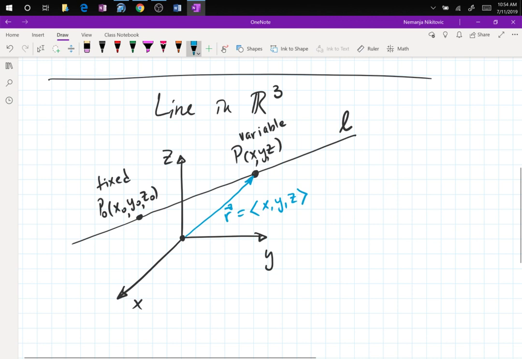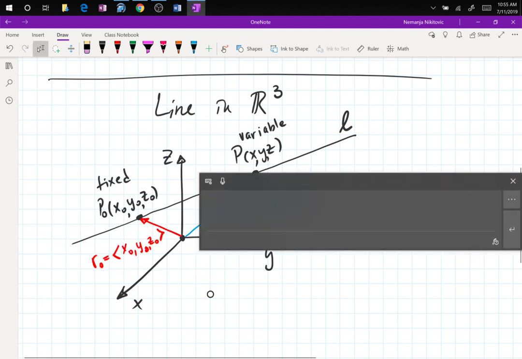So x, y, z, and then another vector stretching from the origin to P0. We'll call that vector R0, and clearly that one has coordinates x0, y0, z0. So that's our R0 vector.